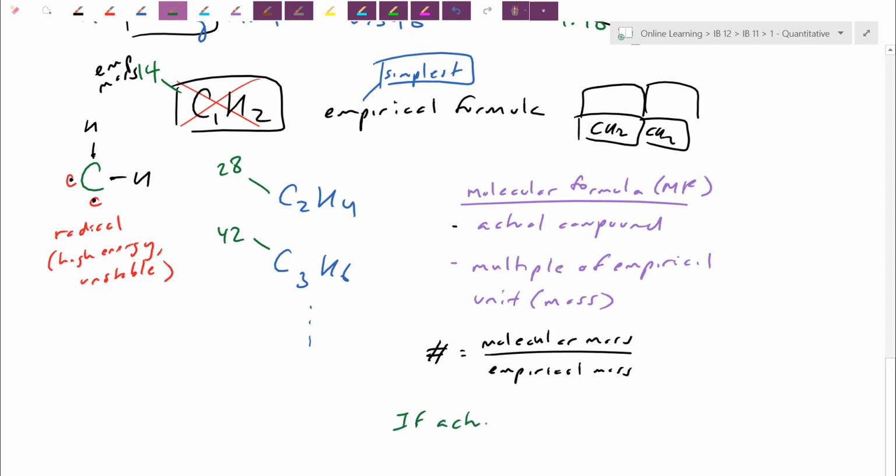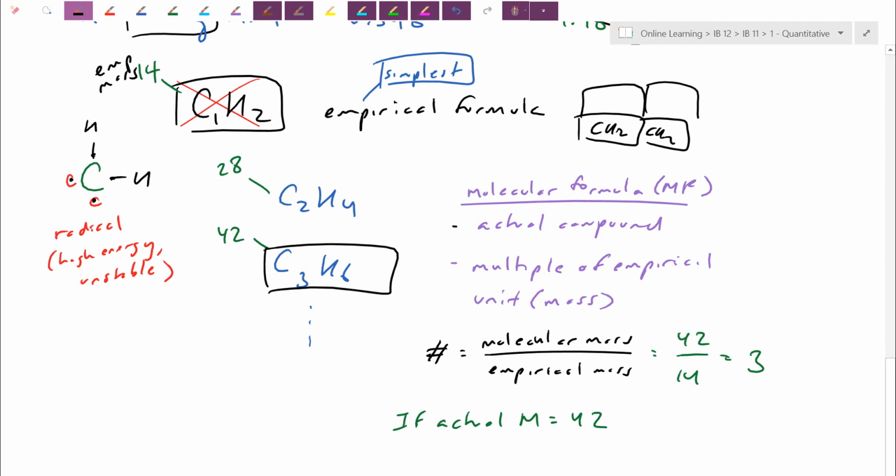the actual M is, let's say, 42, all you would do is say, okay, 42 divided by, well, each Lego block weighs 14. How many Lego pieces? Well, 3 Lego pieces. If I have 3 of these CH2 blobs together, I'm going to have the compound C3H6.